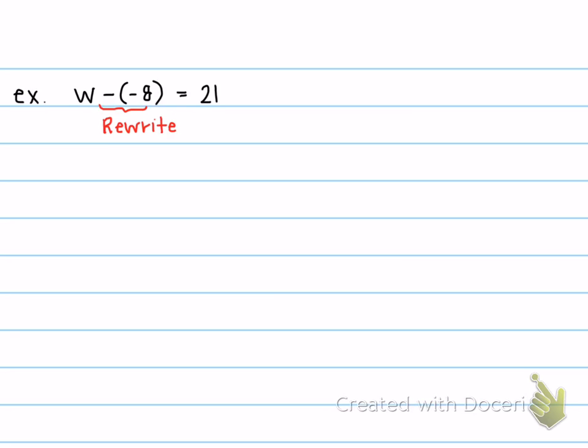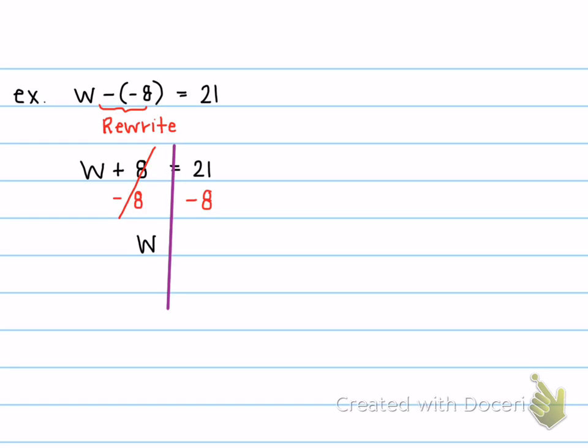w minus negative 8 is going to become w, and minus a negative is plus a positive. So w plus 8 equals 21. A much easier problem to solve because we have less negatives to deal with. So w plus 8 equals 21. The opposite of positive 8, or plus 8, is negative 8, or minus 8. Those do cancel out, they're opposites. And minus 8 on the other side.